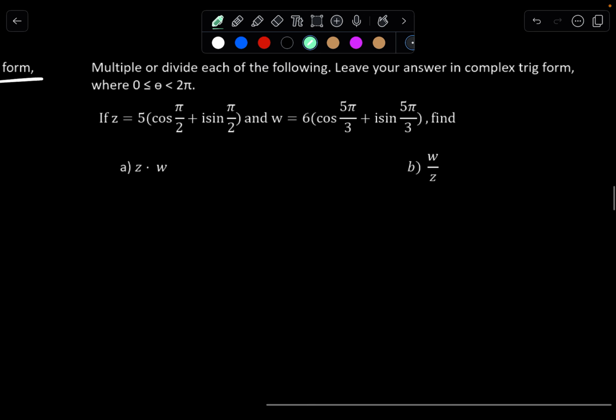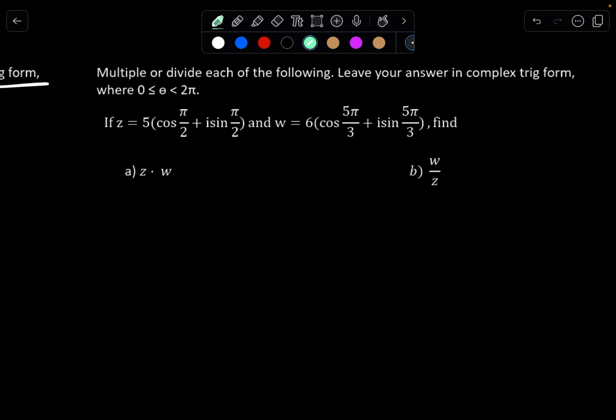Now let's try this problem. This says multiply each of the following. Leave your answer in complex trig form where 0 is less than or equal to theta, which is less than 2 pi. And we are doing Z times W. Okay, so we're staying in complex trig form, so I'm going to go ahead and start this as the condensed version. So Z times W, we multiply the two radii, and now I have cis, and we're going to add the thetas from each of the complex numbers. So we'll have pi over 2 plus 5 pi over 3.